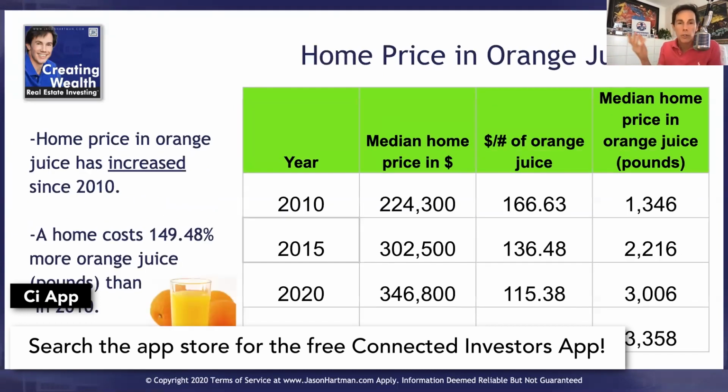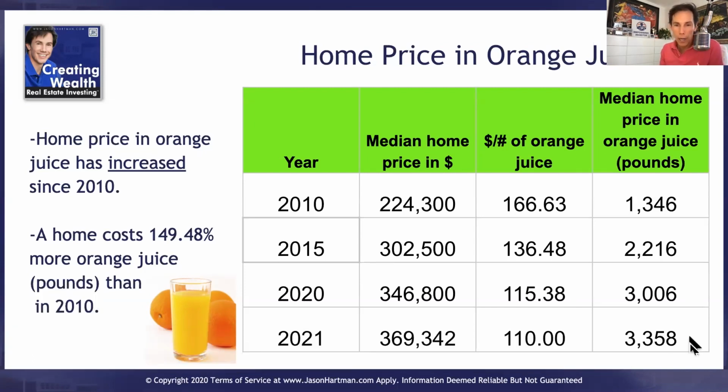Okay, what about orange juice? How many of you drink orange juice, right? I don't know. If I'm going to drink orange juice, I want to mix it with vodka, okay? But anyway, in 2010, it would take you 1,300 pounds of orange juice to buy a house. In 2021, it would take you 3,400 pounds of orange juice to buy a house. So you see, if you measured in orange juice, housing is pretty expensive, right?